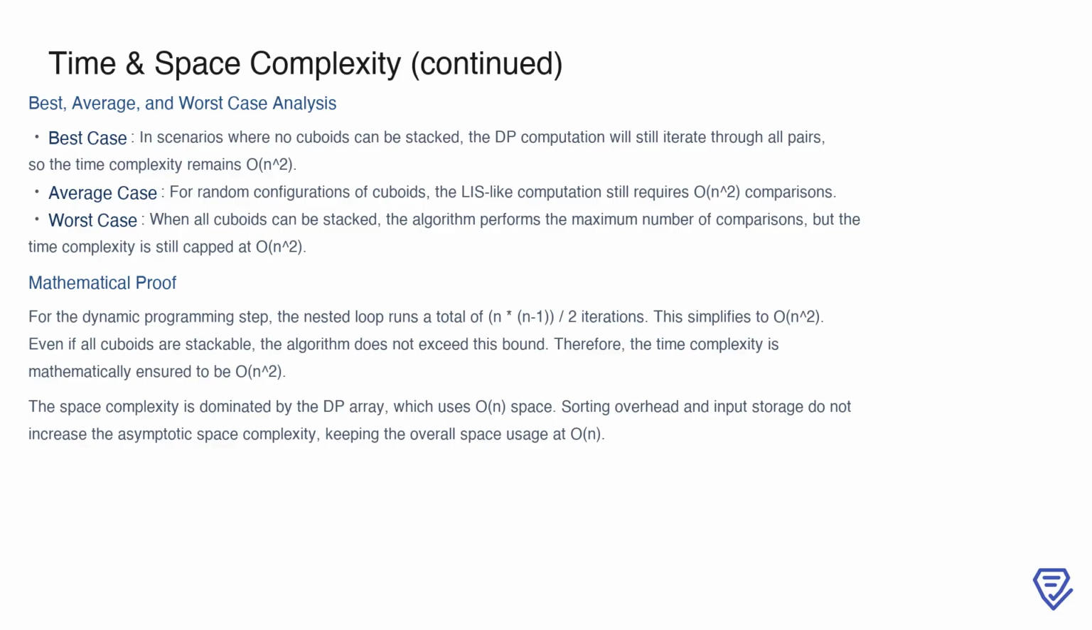Mathematically, the nested loop in the dynamic programming step runs for a total of n*(n-1)/2 iterations, simplifying to O(n²). For space complexity, the dominant factor is the dynamic programming array, which uses O(n) space. Sorting overhead and input storage do not increase the asymptotic complexity, so the total space usage is limited to O(n).